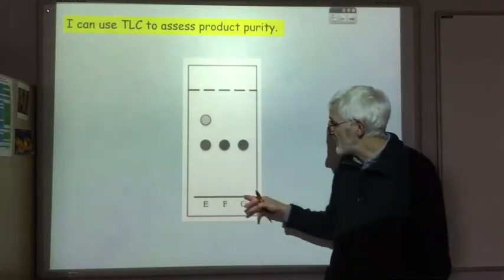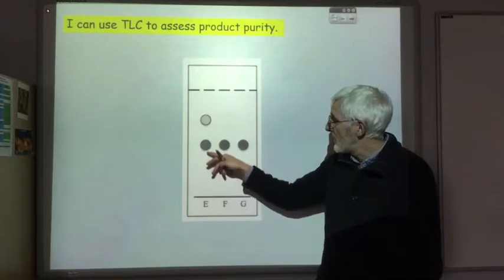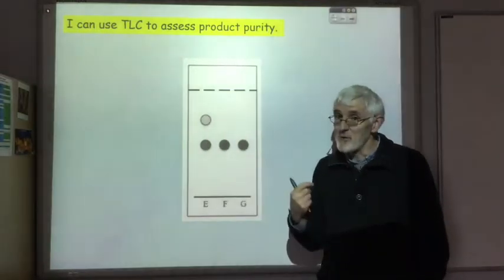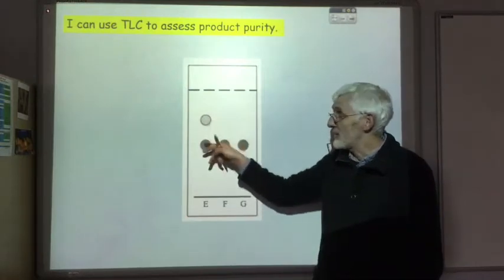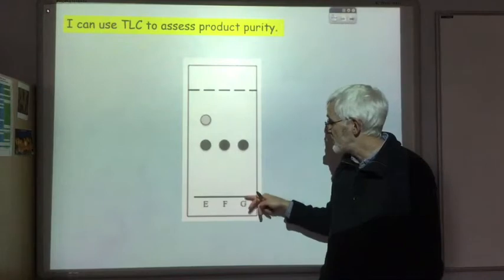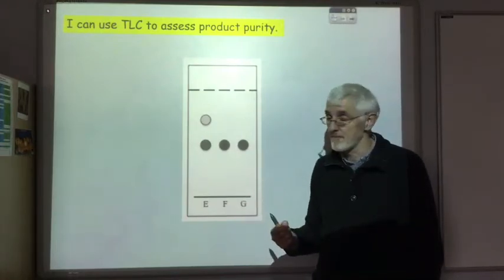So 3 different samples here, E, F and G. In E we get 2 different spots. So that means whatever E is, it's not a pure product because there's 2 different compounds in it. Whereas F, you've only got 1 dot, G, you've only got 1 dot. So in F and G, we've got a pure product.